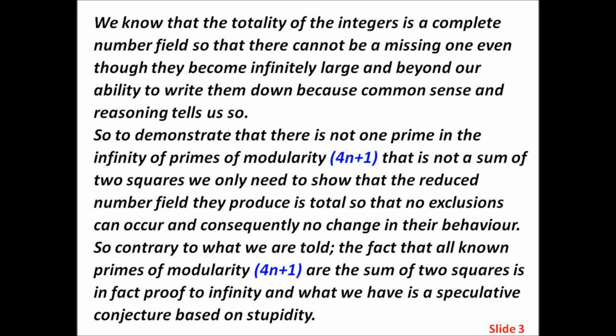We know that the totality of the integers is a complete number field, so that there cannot be a missing one even though they become infinitely large and beyond our ability to write them down, because common sense and reasoning tell us so. So to demonstrate that there is not one prime in the infinity of primes of modularity 4n plus 1 that is not a sum of two squares, we only need to show that the reduced number field they produce is total, so that no exclusions can occur, and consequently no change in their behaviour.